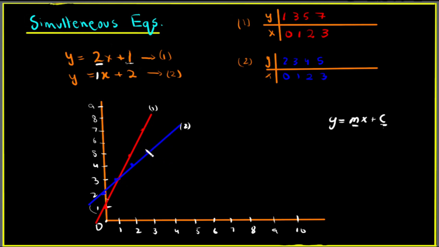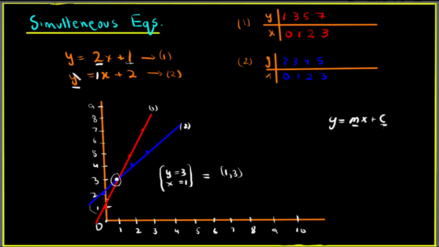So let's actually try to find out where these lines intersect. These lines intersect at this point, right? At this point, you can see that the value for y is 3 and the value for x is equal to 1. So these are the coordinates, and we can write them down like this as well, 1 comma 3.